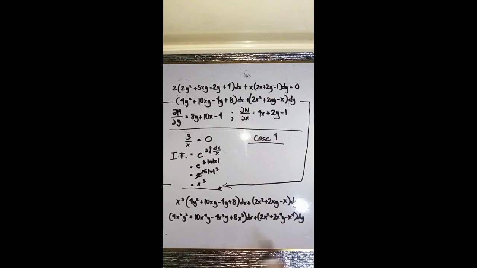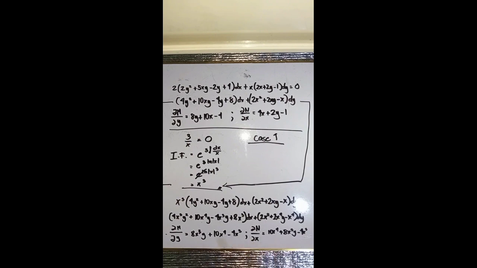Now using this new equation, which can be solved with the same process as the original equation, we're going to look for the partial derivative of M with respect to y, which is equal to 8x cubed y plus 10x to the power of 4 minus 4x cubed, and we can also get the partial derivative of N with respect to x, which is equal to 10x to the power of 4 plus 8x cubed y minus 4x cubed.